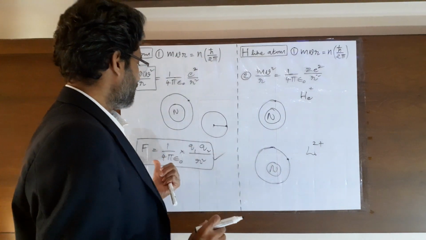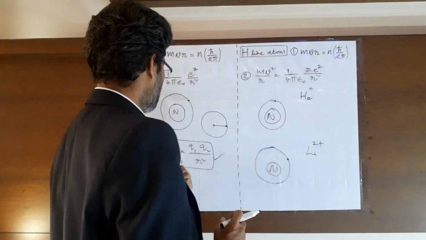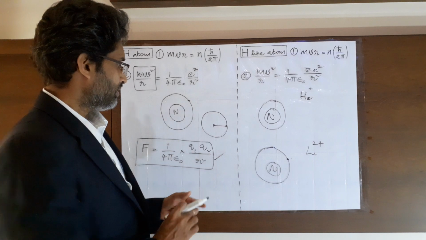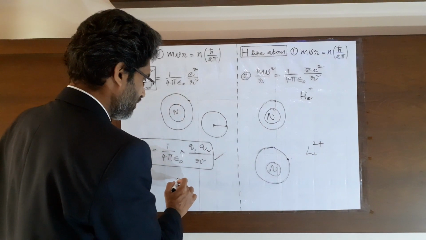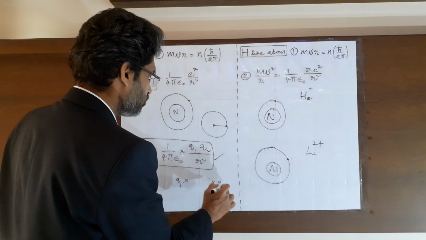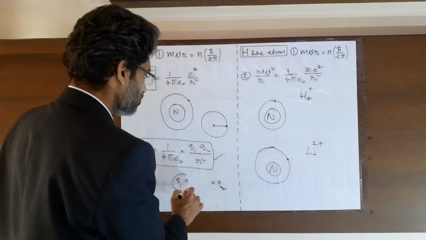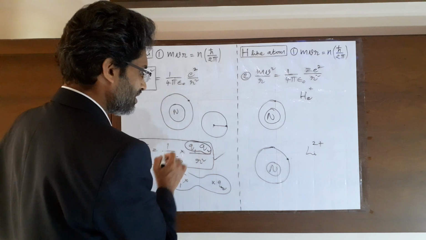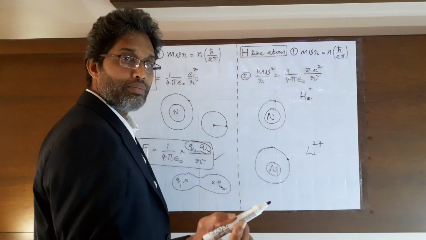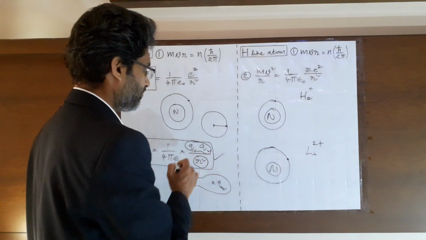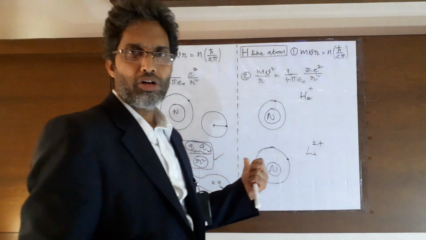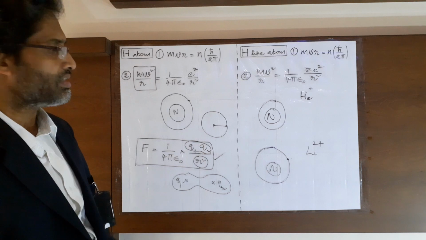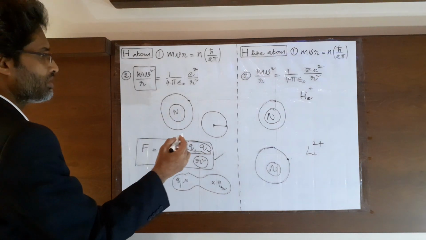There the force of attraction between the two objects is equal to 1 by 4 pi epsilon naught into q1 q2 by r square. So when you place two charges q1 and q2 like this, the force of attraction between them is always directly proportional to the product of the charges, and inversely proportional to the square of the distance between them. Now we are using the same formula here.